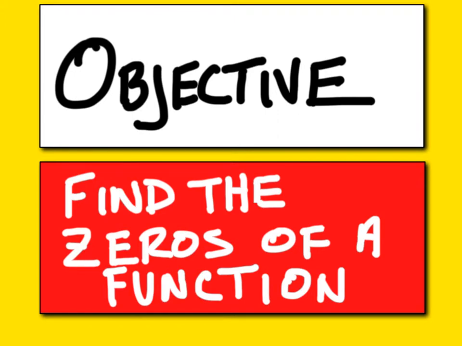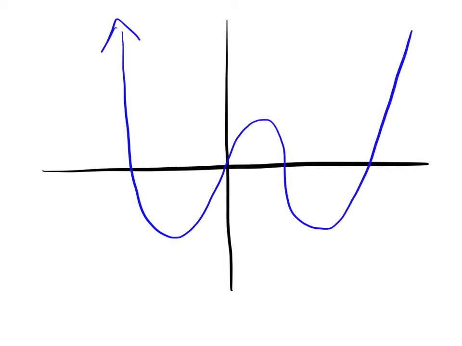The objective is to find the zeros of a function. If you have a function that you graph and it looks something like this, you're looking for the zeros, such as this, this, this, and this, where they cross the axis. You do not have to graph these functions today, but you do have to find the zeros.